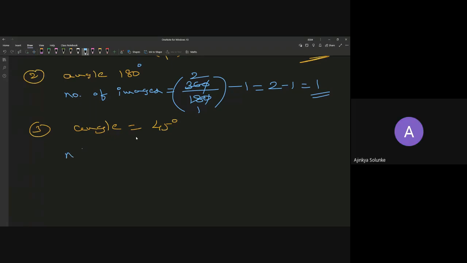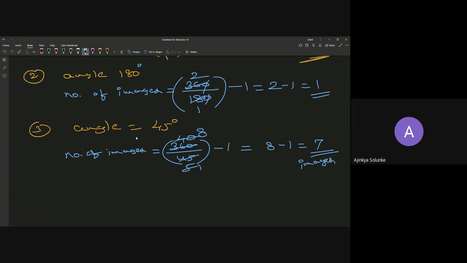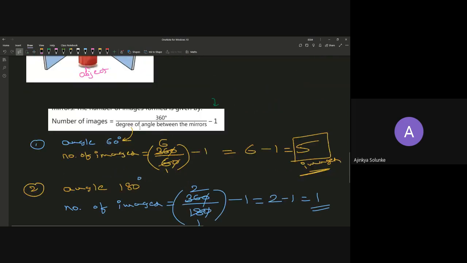Okay, let us check. Some students have given the answer, 7 images. Okay, one more student has given. Let us check. 360 by 45 minus 1. This comes in the table of 9. 9 fives are 45, 9 fours are 36, 40, 5 ones are 5, 8. So 8 minus 1, that is how much? 7 images. Very simple. So in the exam, if they have given the angle, would you be able to calculate? It's a very simple formula, right?